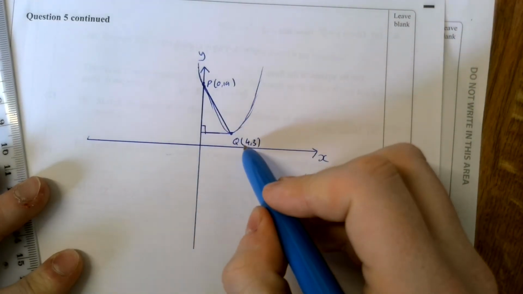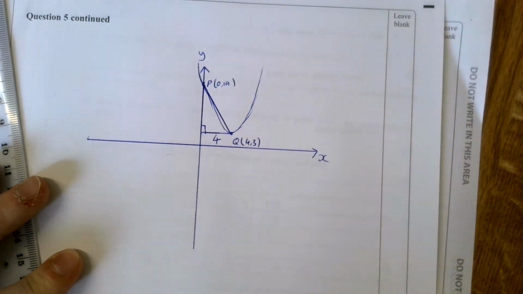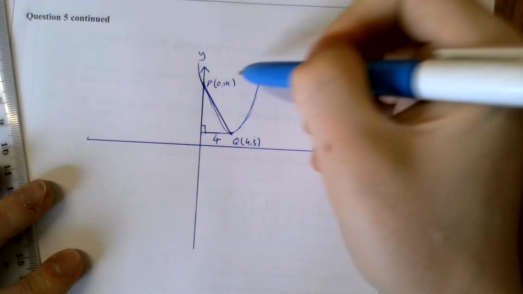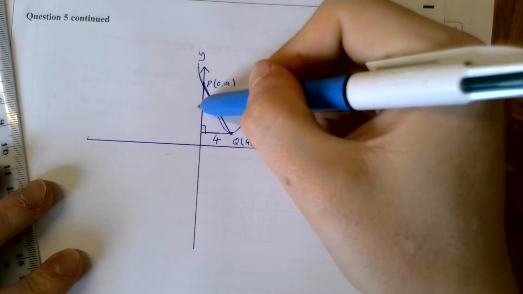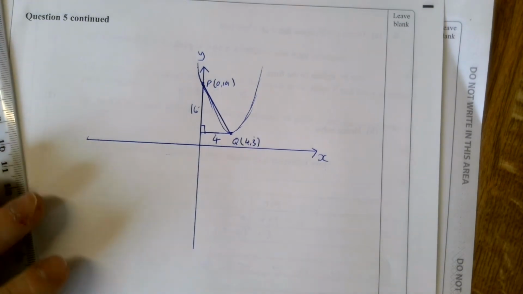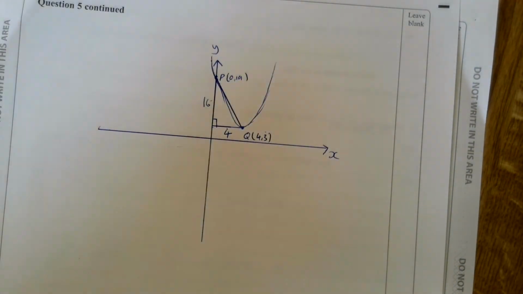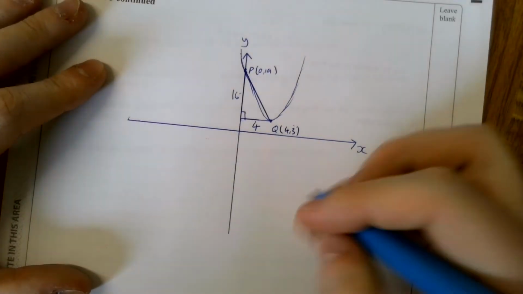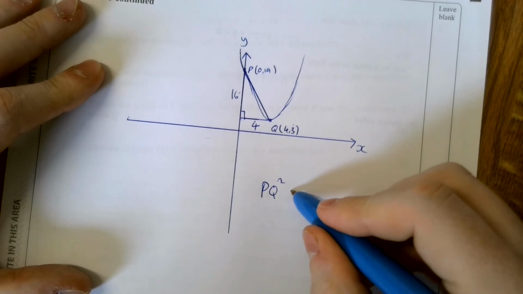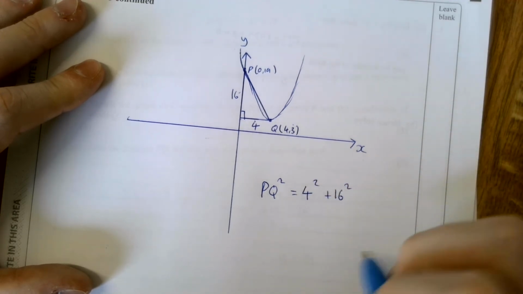Okay, so let's work out the dimensions of this triangle. This is 0 to 4, which is quite nice, we've just got 4. But this one goes from 3 up to 19, so this side here, I hope you can see, is 16. So PQ squared is equal to 4 squared plus 16 squared.